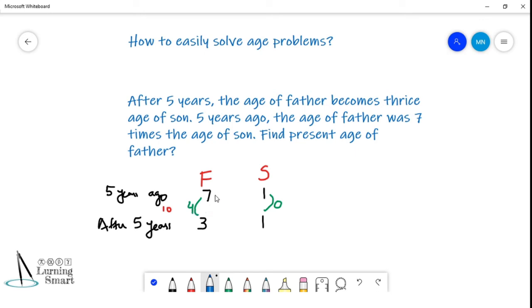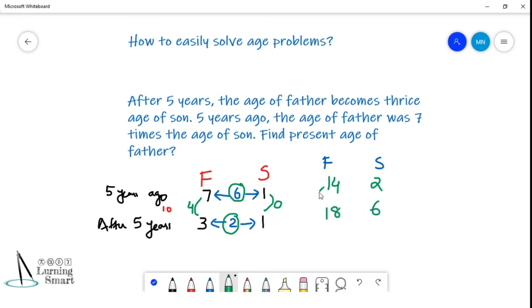So what you should do, you should find the difference of the first ratio. 7 and 1, the difference is 6. Here the difference is 2. Multiply the second difference to the first ratio and the first difference to the second ratio. When you do that, 2 multiplied by 7, 14. 2 multiplied by 1, 2. So this is father and son. 6 multiplied by 3, 18. 6 multiplied by 1, 6.